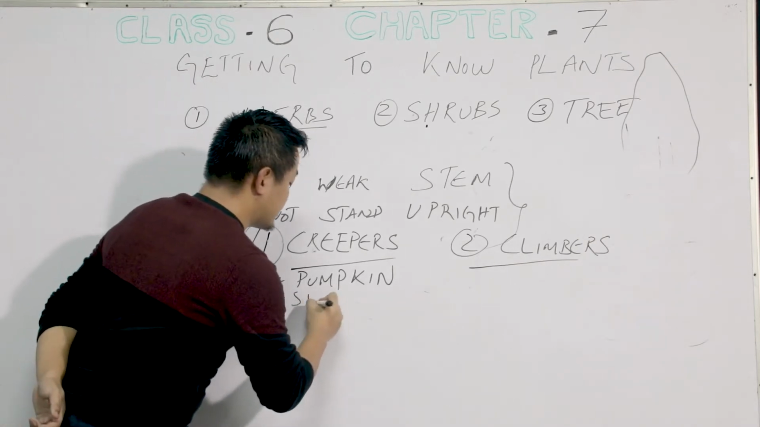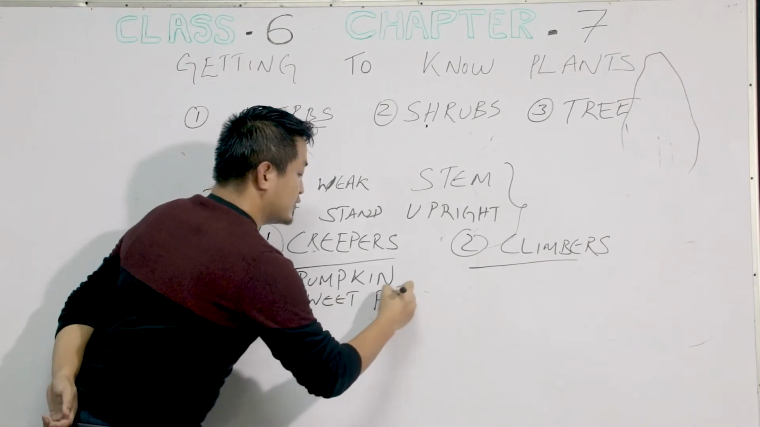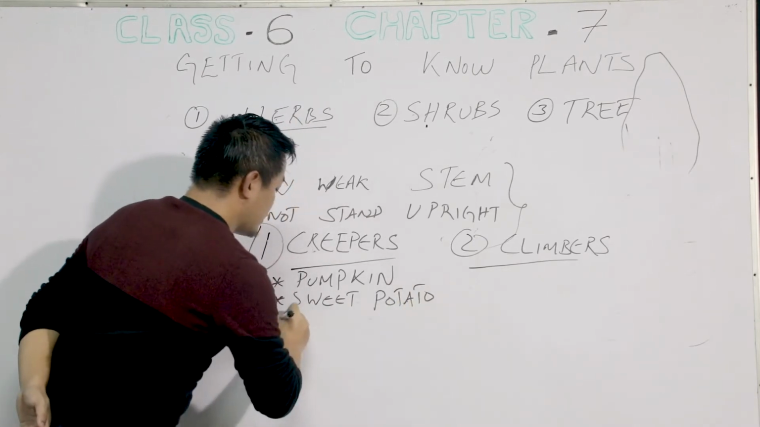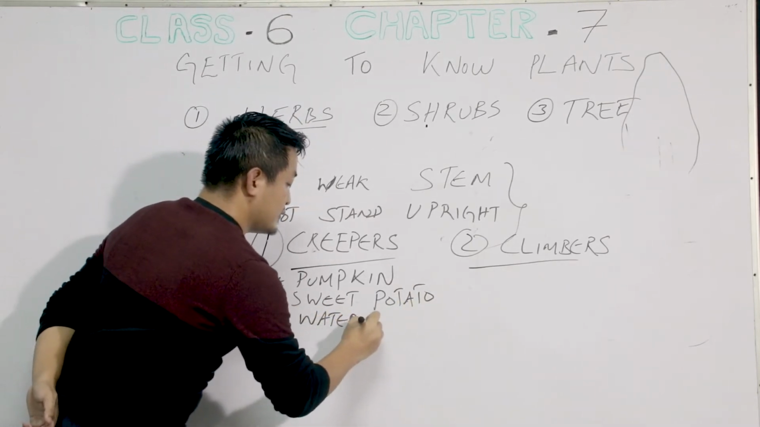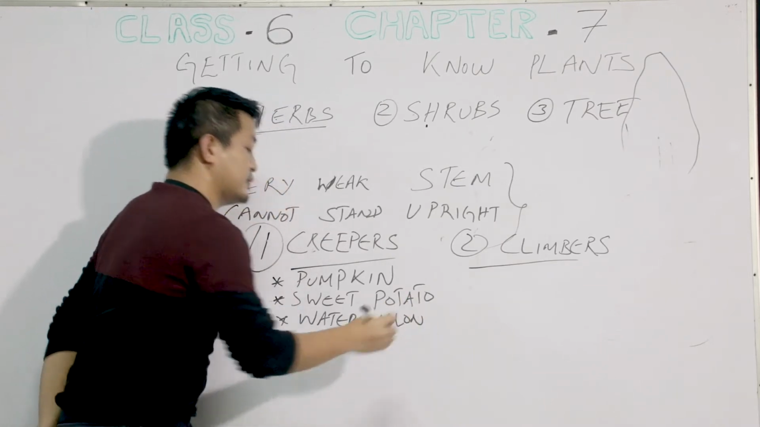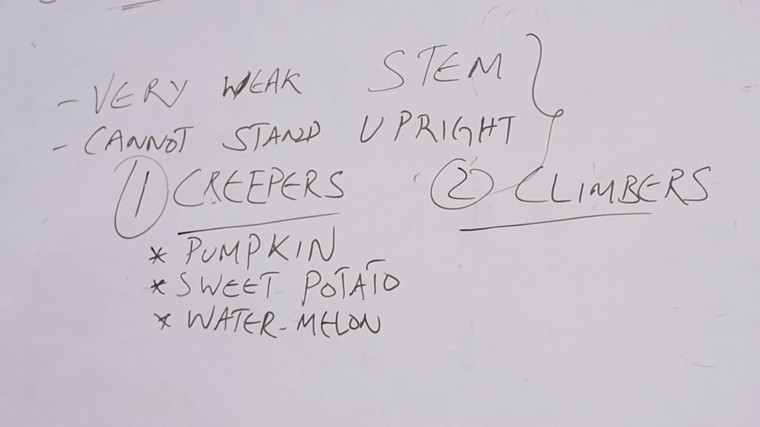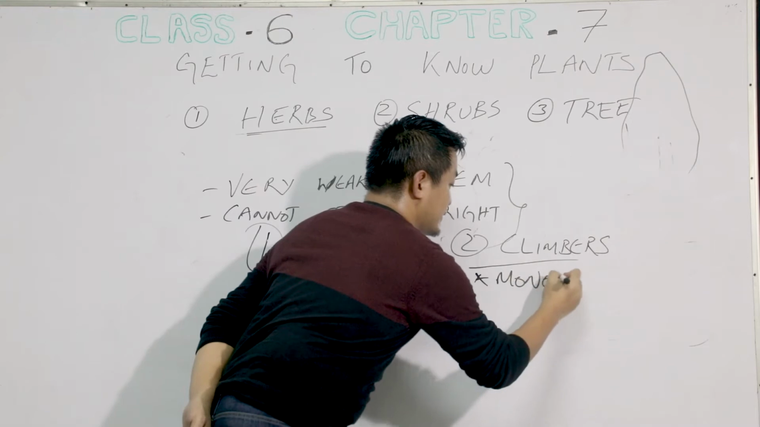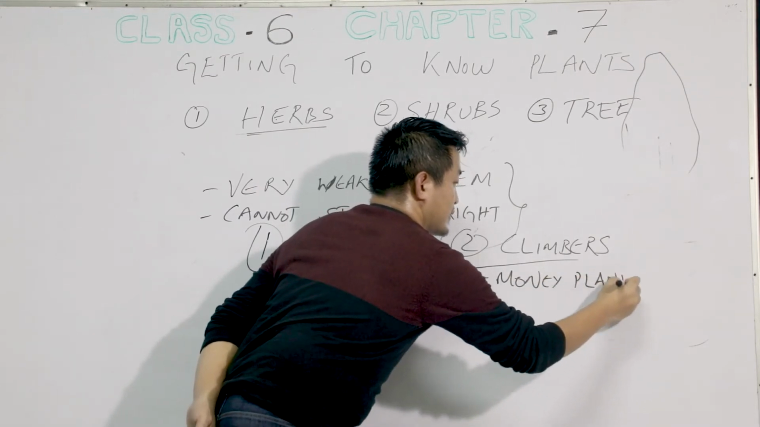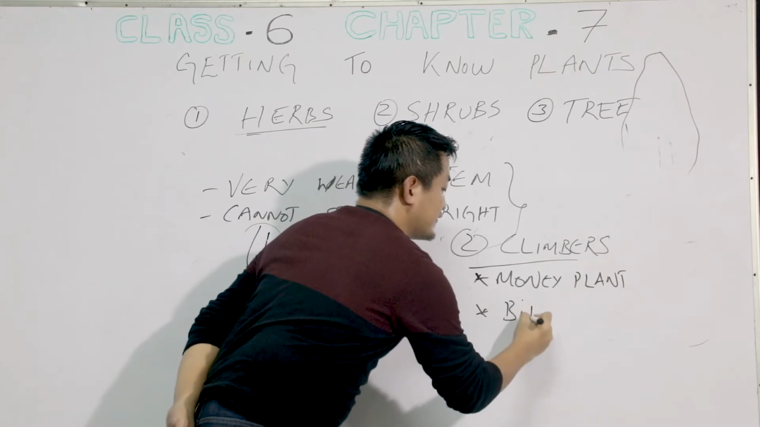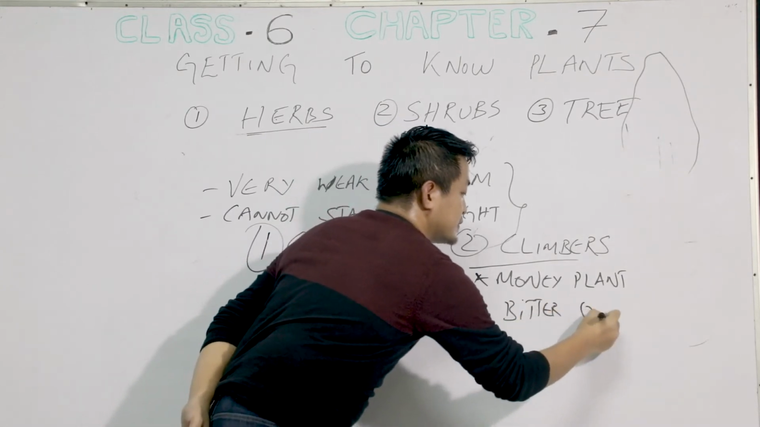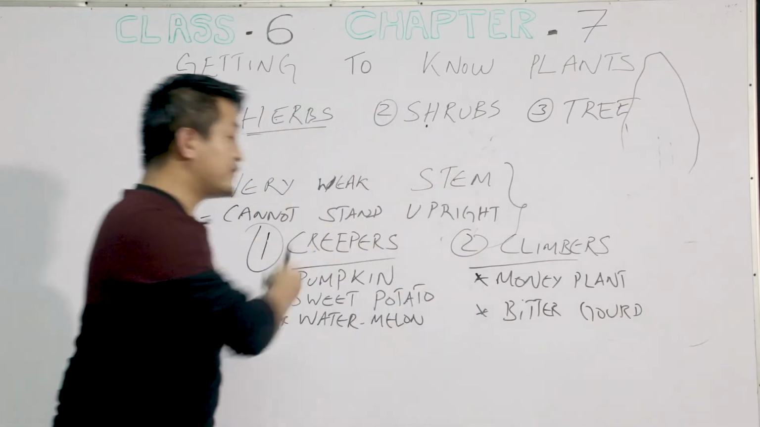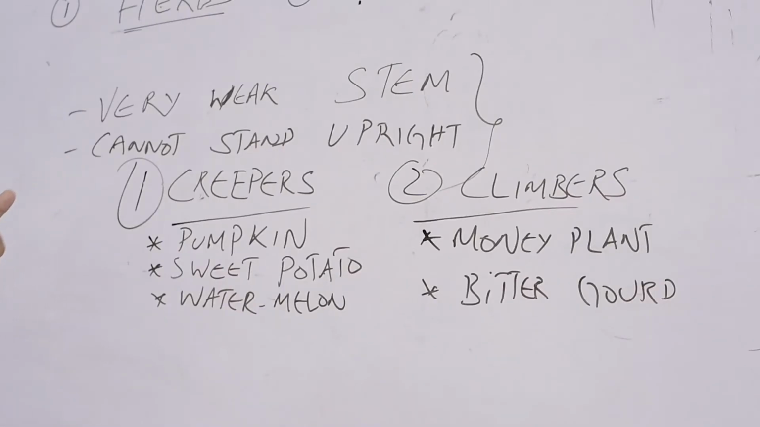Sweet potato, or watermelon. Watermelon, clear. Now, what about the climbers? For climbers, the most common one is money plant, or the other one is bitter gourd. So in the exam, if you are asked to give any example of climber plants, you can give any one. Or for creepers, you can just note these examples down. Clear?